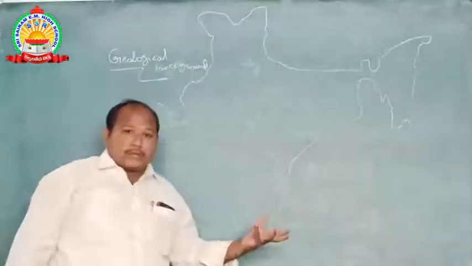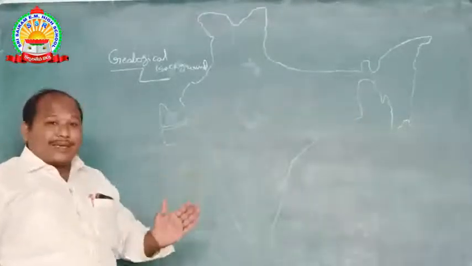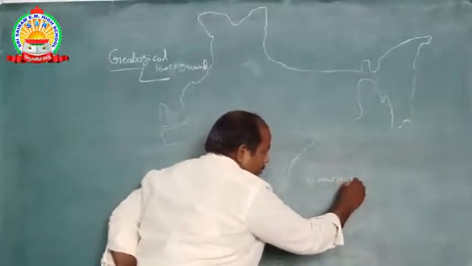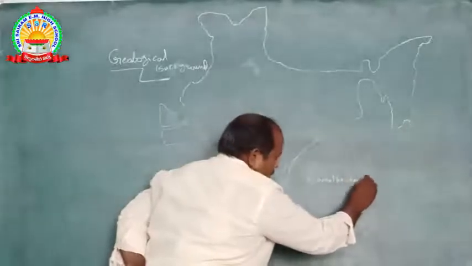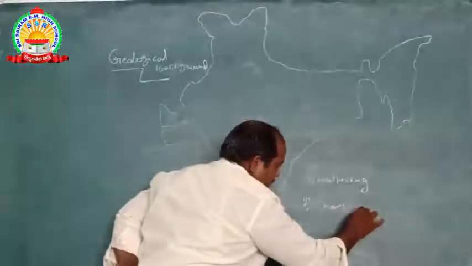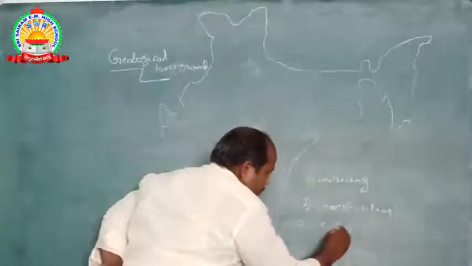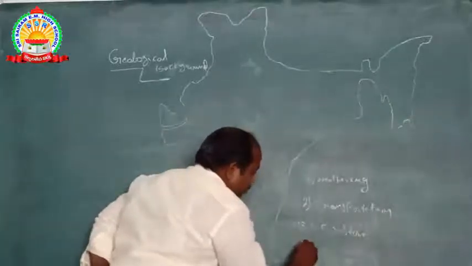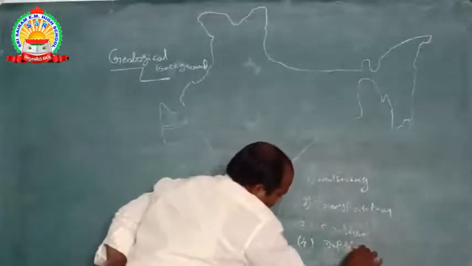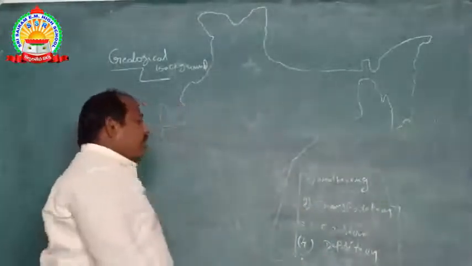Any physical feature is formed by geological processes. The first one is weathering, the second one is transportation, the third one is erosion, and the fourth one is deposition. By these four ways any physical feature is formed.